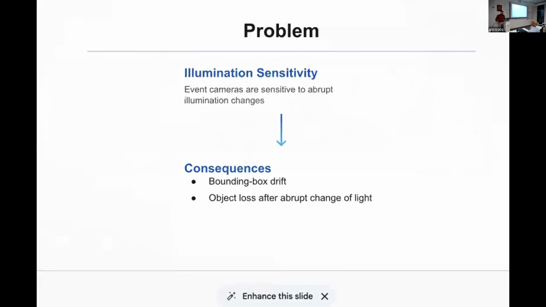Okay, next, what could be the problem? The event camera is sensitive to illumination, abrupt illumination changes. It makes a lot of noise, and as a consequence, bounding box drift, and we can lose our object.